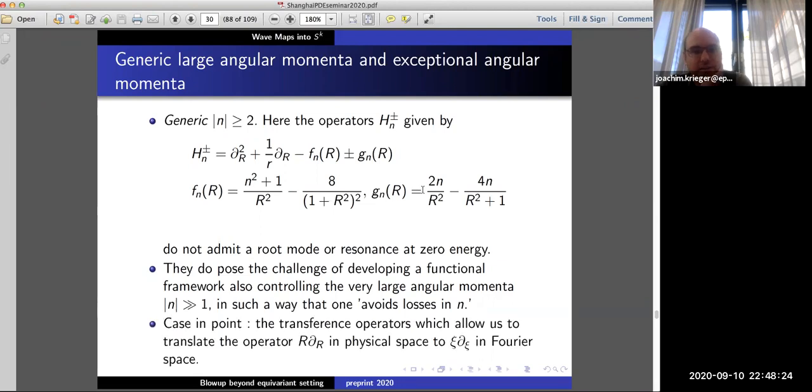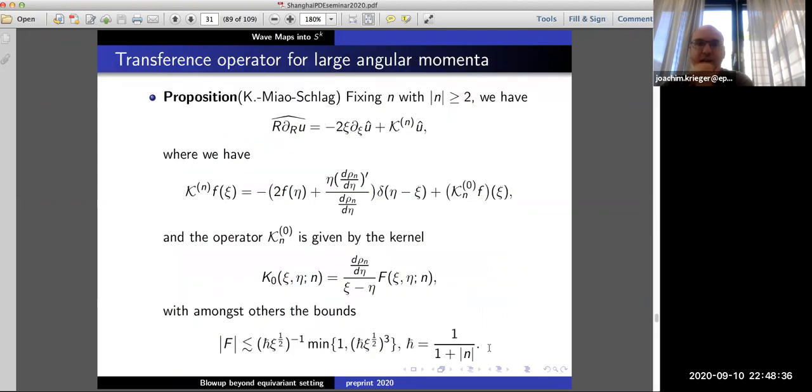Now, let me try to give just one aspect of what you have to do, when you, for example, look at the transference operator. So you need to translate R d/dR into xi d/d xi plus something. And the precise result is this. So looking at just the case of large angular momenta n, you again get this family of transference operators. They all have basically the same diagonal part.